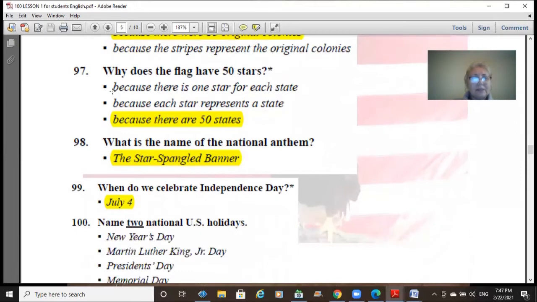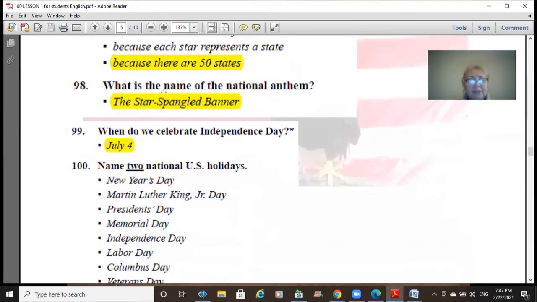Number 97, why does the flag have 50 stars? I think the easiest answer is because there are 50 states. Number 98, what is the name of the national anthem? And to remember this name, you have to say it out loud many times. The Star-Spangled Banner, the Star-Spangled Banner.